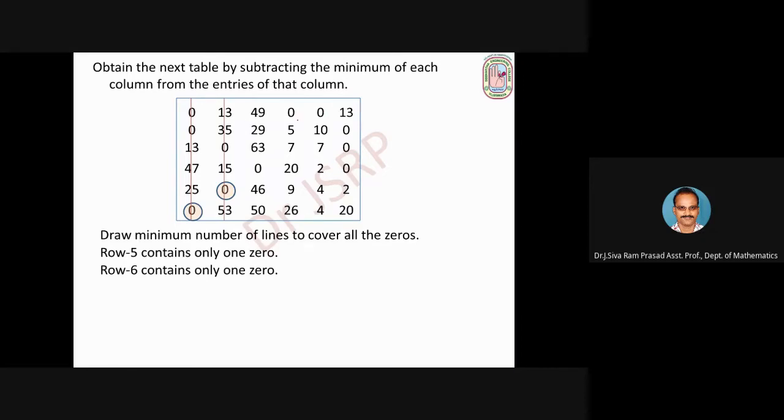And we go for columns. The first 2 columns are fixed already, so you need not check them. Next, the third column contains only 1 zero. Circle that 0. Since we are observing columns, we have to fix rows. So we cross off the corresponding row, that is row 4.